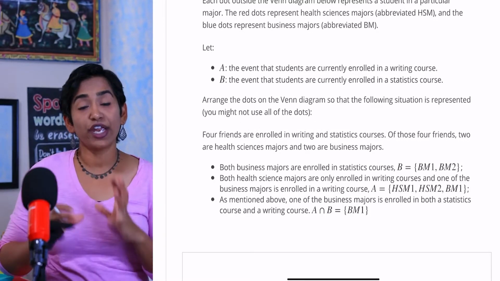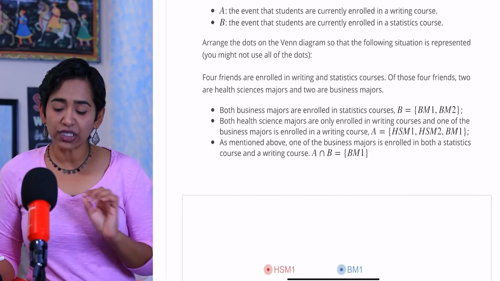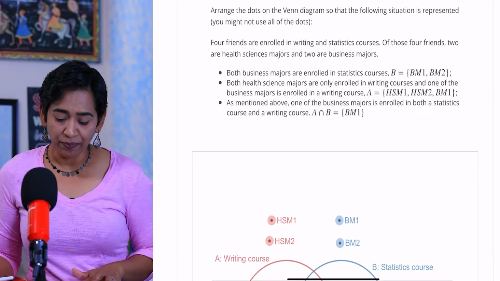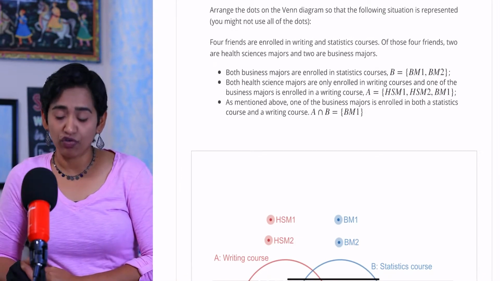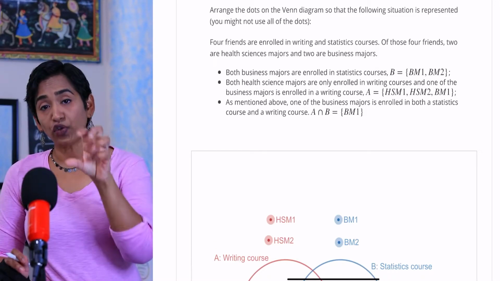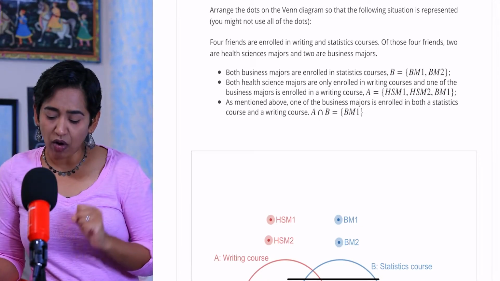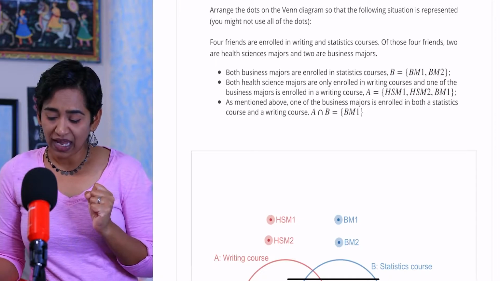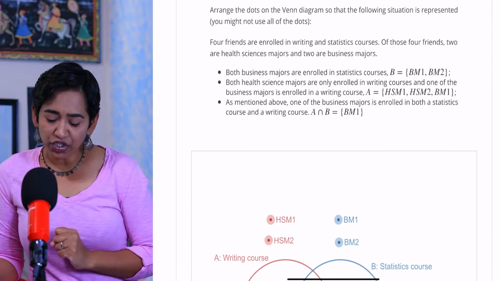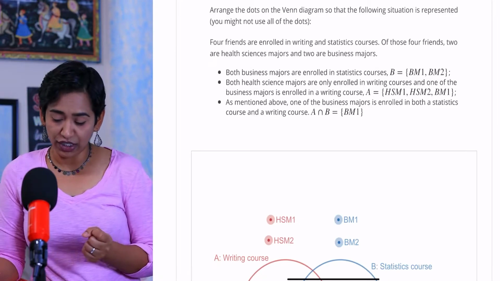So they're asking us to arrange the dots and they have to satisfy the following conditions. Okay, so arrange the dots in the Venn diagrams and make sure the following conditions are satisfied. So both business majors are enrolled in the stats courses. So if you're a business major, both of you should be enrolled in a stats course. Both health science majors are only enrolled in a writing course. And one of the business majors is enrolled in a writing course. As mentioned above, one of the business majors is enrolled in both stats course and the writing course.